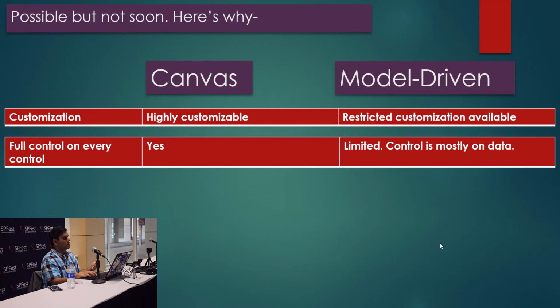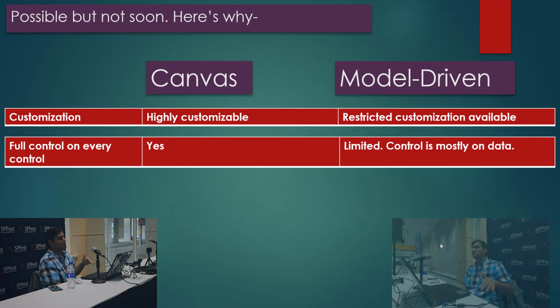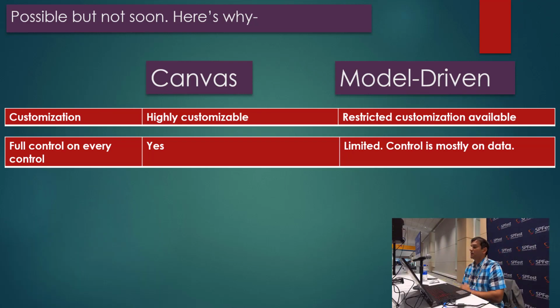As far as full control, or a full way to handle all the permissions on each and every control, yes, in Canvas app I can do that. I can make something visible or not visible. I can make all of that work. Well, model-driven app is a little limited. And in model-driven app, most of the control, if not all of it, happens only at the data level.